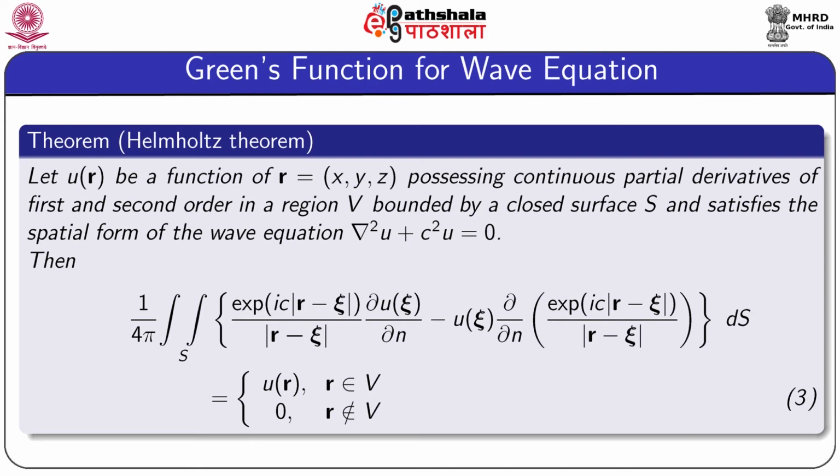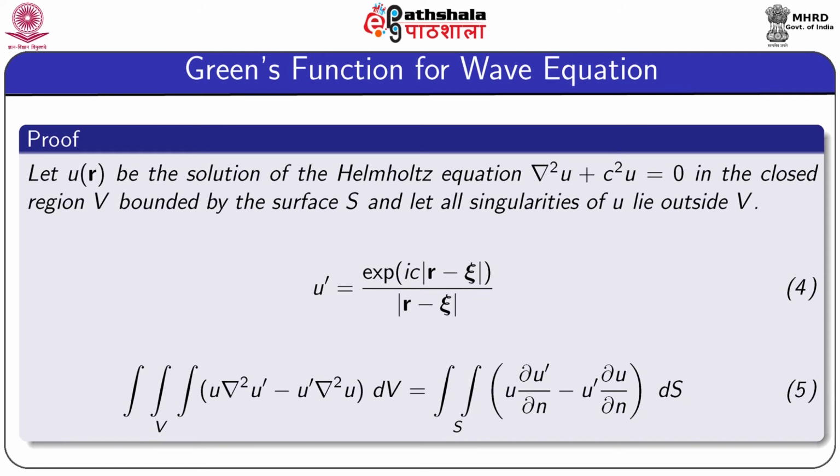First, we shall prove this theorem. Let u(r) be the solution of the Helmholtz equation, which is written here: Laplacian u plus c squared u equals 0. And we also assume that all singularities of u lie outside the region V, and we take the expression for u dash as e to the power i c |r minus xi| divided by |r minus xi|. Now, this is the famous Green's theorem. Now, in this theorem, we substitute this particular expression for u dash.